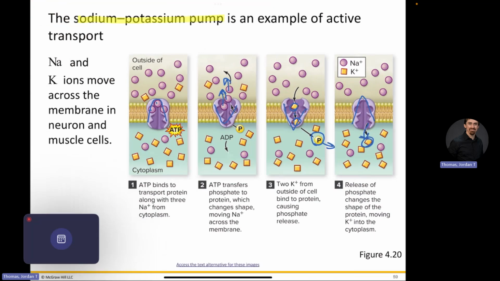So in the example, sodium, which is the circles, go out. Potassium, which is the squares, go in, and they're both going against the gradient. That's why it's called a pump. That's why it's called active transport, because we're using energy to pump sodium out against the gradient, and we're using energy to pump potassium in against the gradient.